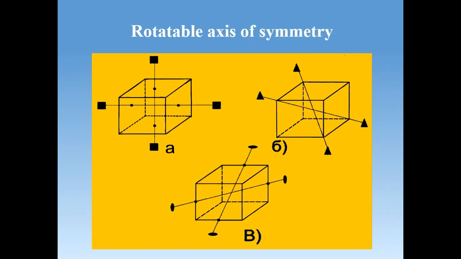The rotational axis, or rotation axis of symmetry. The symmetry axis is a straight line by turning around which at some particular angle a figure is combined with itself. The order of the symmetry axis n indicates how many times the figure is combined with itself in a complete turn around this axis.